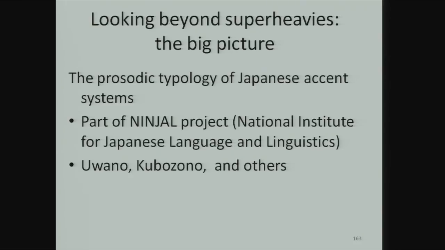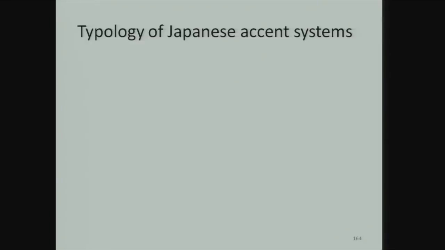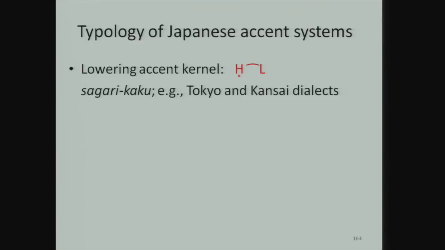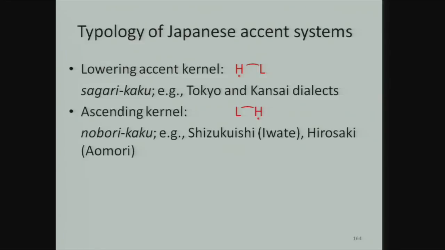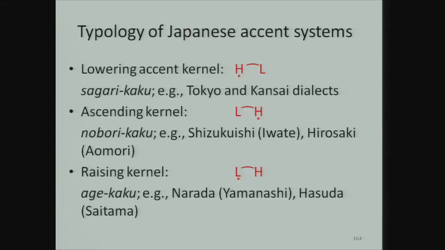This kind of tonal complex analysis, if we look beyond the super heavies, could give a window into the prosodic typology of Japanese accent systems. This is part of a NINJAL project, the National Institute for Japanese Language and Linguistics, whereby the typology of Japanese accent systems has been studied. There are at least three types that are sort of accentual. What's called the lowering accent kernel, HL, can be analyzed as the tonal complex HL, ascending H star, or raising L star H.